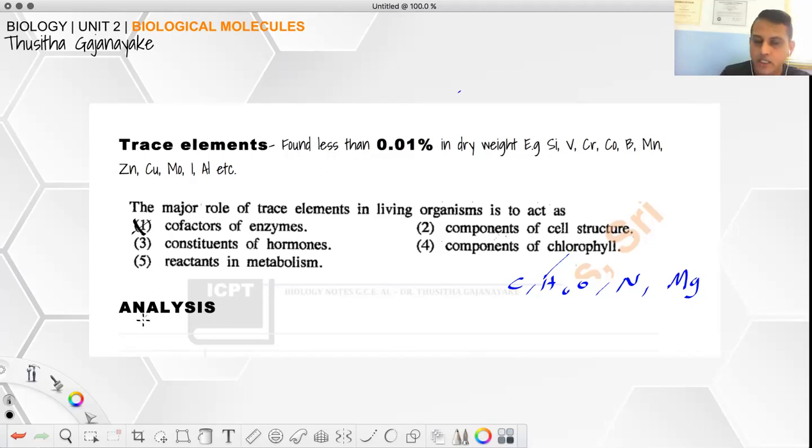Analysis means knowledge you need to write here because it is needed for the exam and also for the coming up lessons like enzymes. Right, so let's see what is the meaning of cofactor. Enzymes are proteins and they are quite large molecules like this. If I want to draw the enzyme, it is a large molecule and they have a small place here called active site. The triangle is an active site.